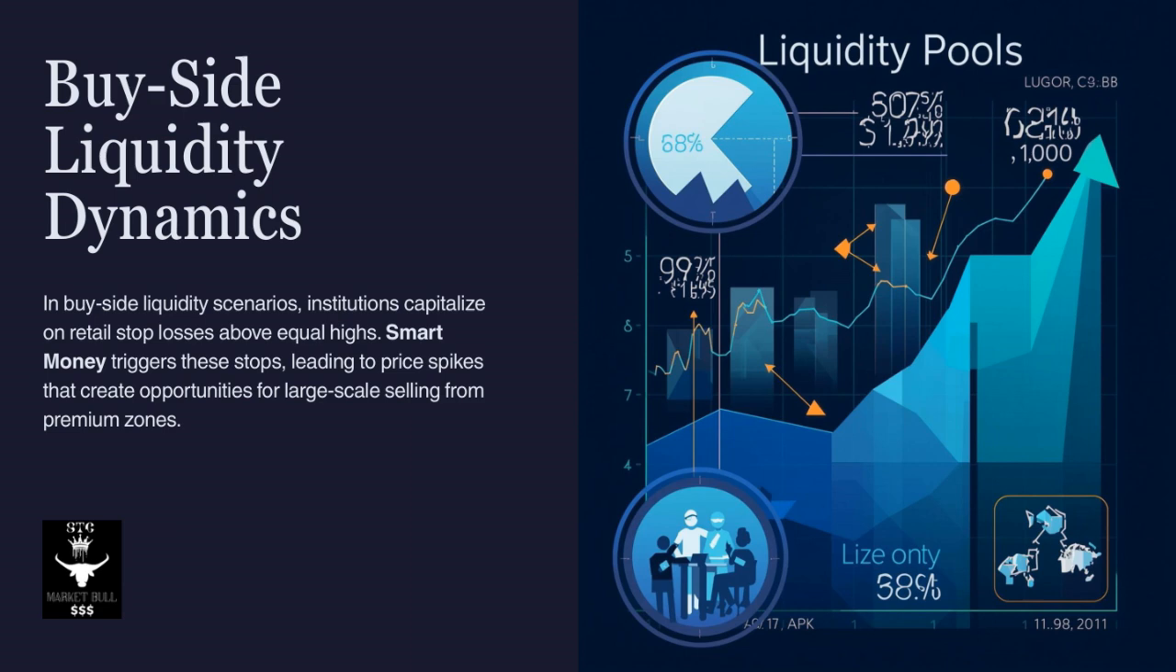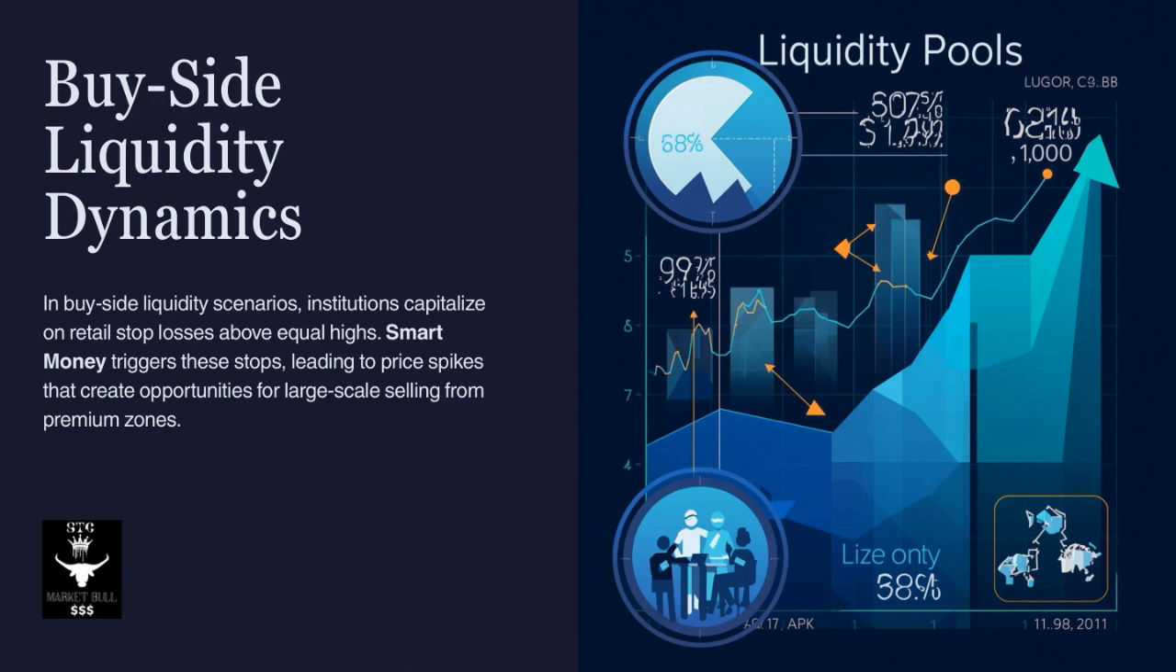When these stops are hit, it causes a rapid price spike, almost like a quick surge, because it triggers further buying or selling activity. These spikes create a perfect opportunity for larger players to start their large-scale selling from what we call premium zones, areas where the price is relatively high. So, instead of buying into weakness, they're actually selling into these spikes, pushing the market in their favor.